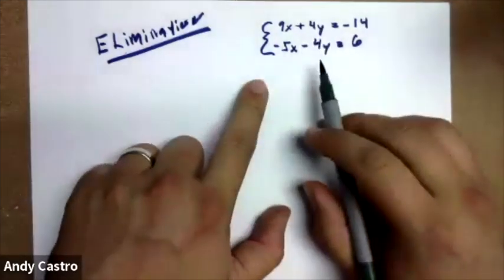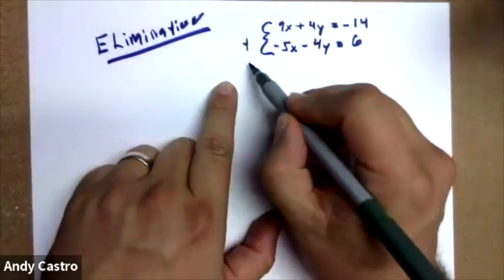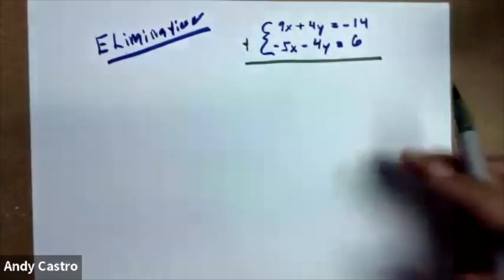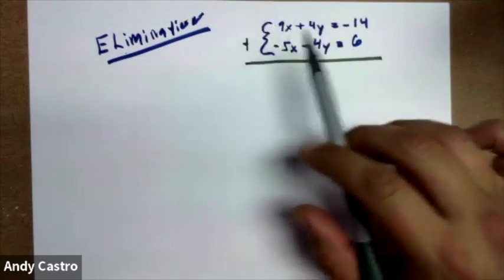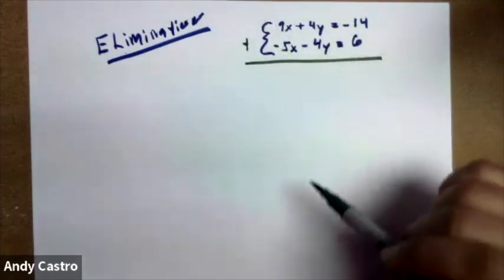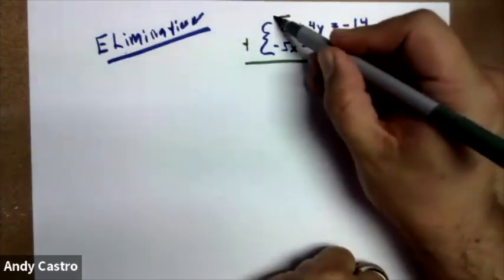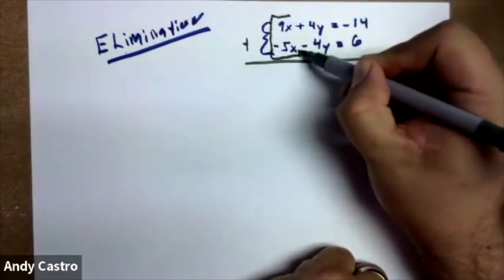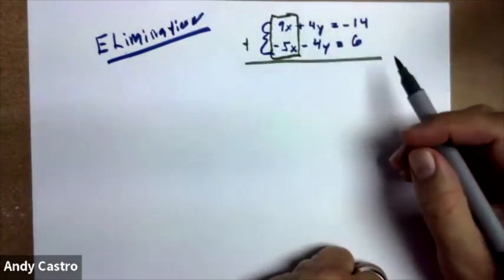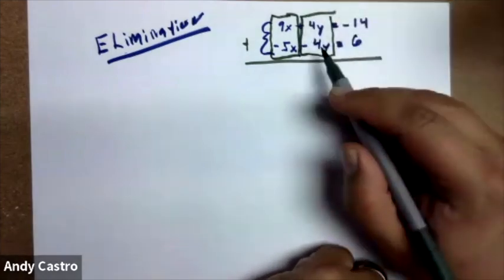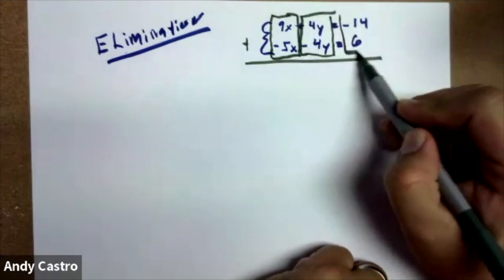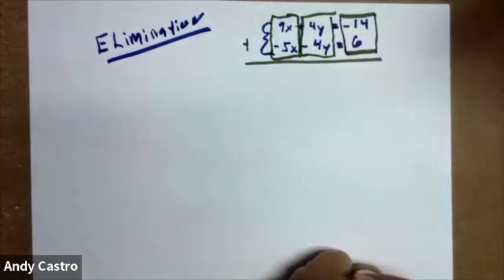When we add these two equations, we're going to add it just like anything else. We can combine like terms. So when we take this equation and this equation, I'm going to look at my x's and combine those. Then I'm going to look at my y's and combine those. And then I'm going to look at my constants and combine those.